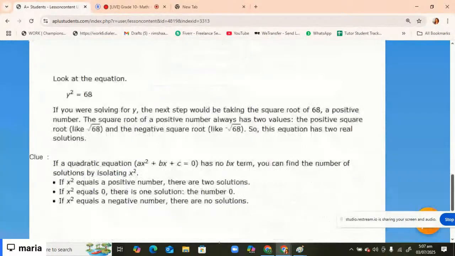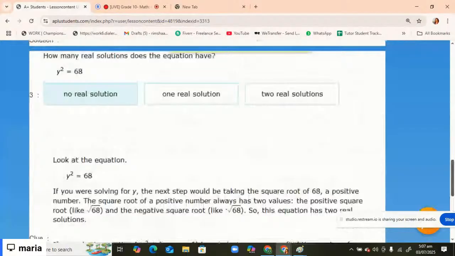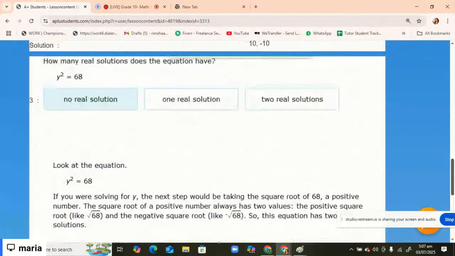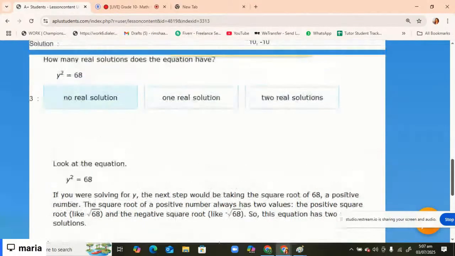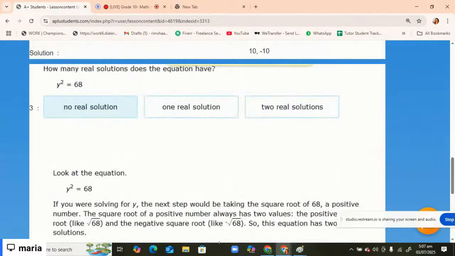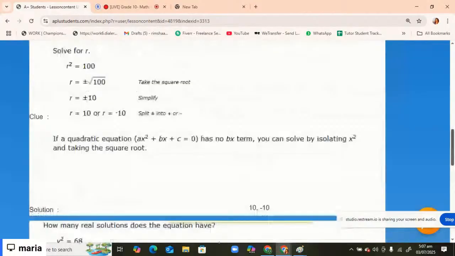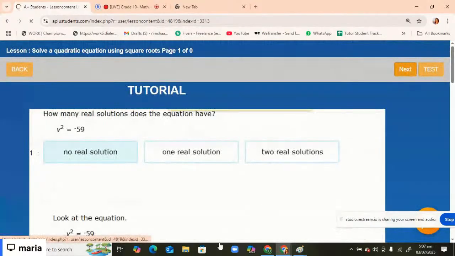Now the y square is 68. When you solve it, it's all up to you. Otherwise, it's just saying that it has two real solutions. Okay? And this one is negative, so no real solution.